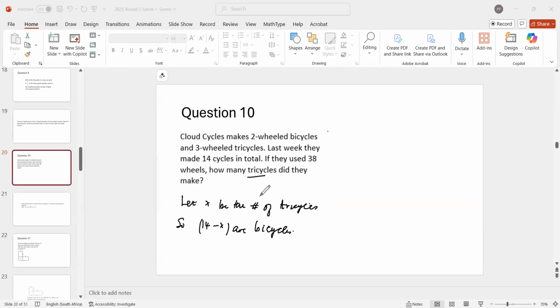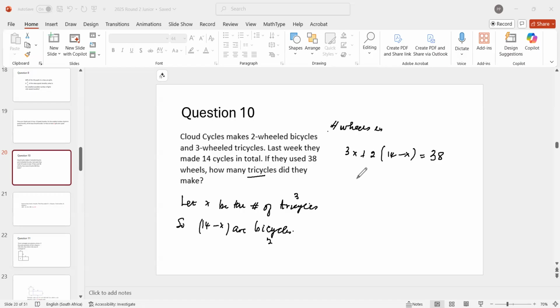Okay. Now, you know that there are 38 wheels altogether. So each tricycle has got 3 wheels in it. Each bicycle has got 2 wheels in it. So altogether, the number of wheels is 3x. That's the contribution of the tricycles, plus 2 into 14 minus x. And this is the contribution of the bicycles. But we know that this is equal to 38. You are told that 38 wheels were used in total.